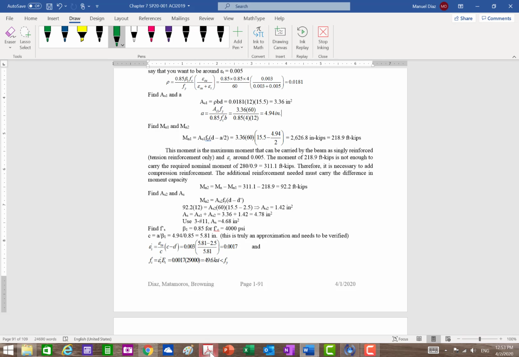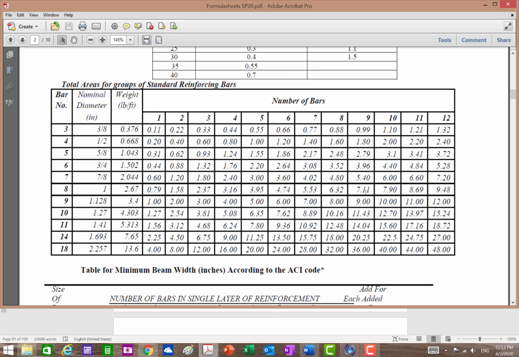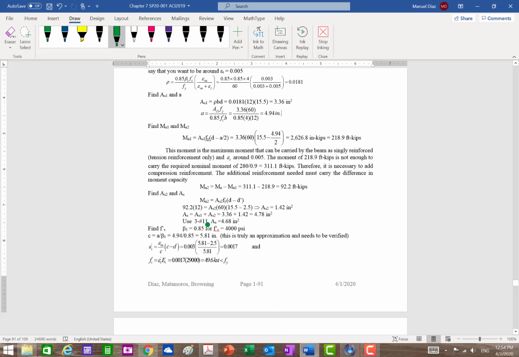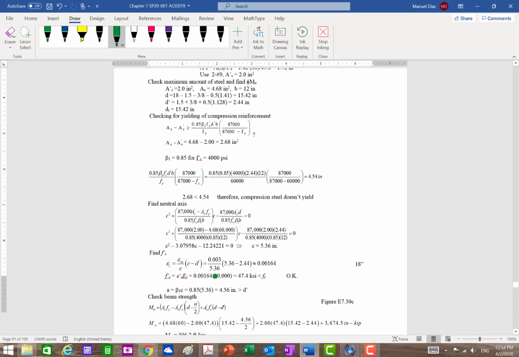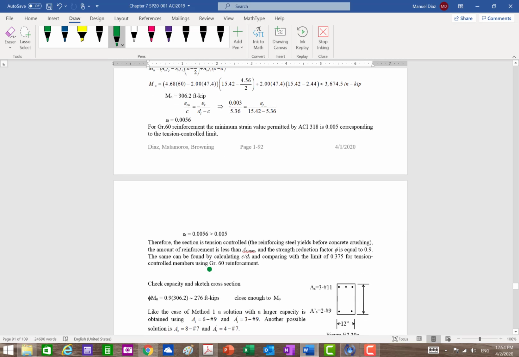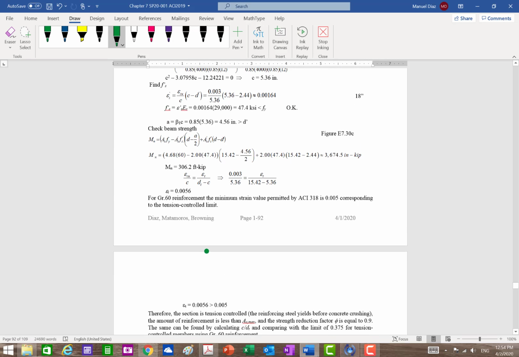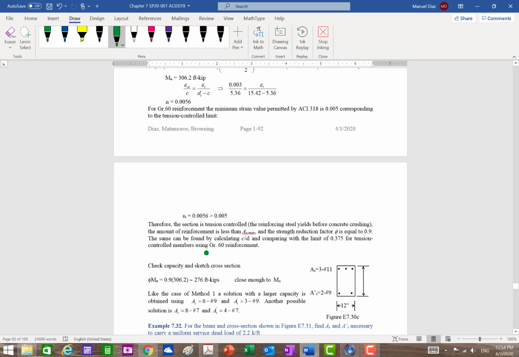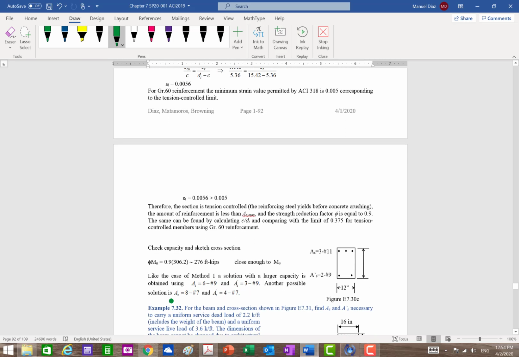478 and 480. So that one is good. So 8 number sevens, right? So 8 number sevens, good selection, right? And that will give you your solution for this case. Okay? And why will that one be a preferred solution? Simply because all the bars are the same, easy to deal with in construction.